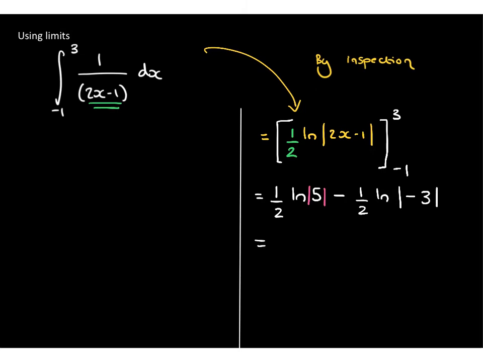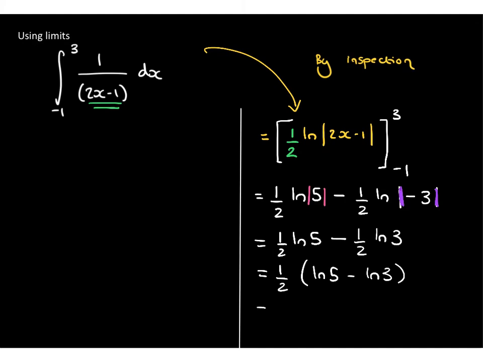Now let's take a look at this. The first part is simply a half ln 5. 5 is a positive number, so the modulus of 5 is 5. But this part here, you can see that we need to actually use the modulus here so that negative 3 becomes positive 3, and so we have a half ln 3. Now this can be simplified quite nicely, so take out a factor of a half, ln 5 minus ln 3 in a bracket here, and then we can use our laws of logarithms to write this as a half ln of 5/3.